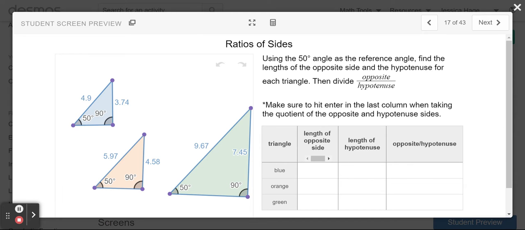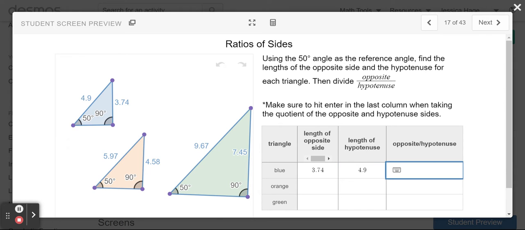So we're going to look at different sides and how the ratio of those sides are going to be the same. Okay, so let's start with the blue triangle on the left. The length of the side opposite 50 degrees, if you imagine an invisible line going all the way across, you have 3.74. So opposite means across from. Hypotenuse is always across from 90. It's the largest number, so we have 4.9.